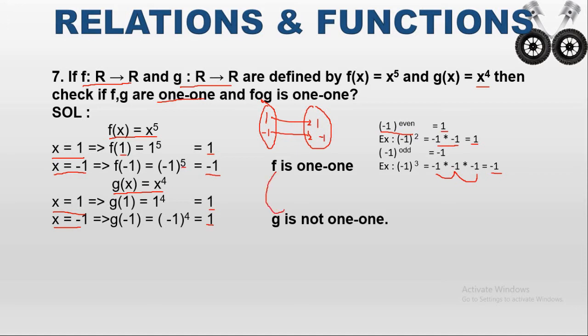Now you can map it. 1 is mapped to 1. Again, minus 1 is also mapped to 1. So the two distinct elements are mapped to the same element. So it is not a 1 to 1 function. Therefore, g is not a 1 to 1 function.